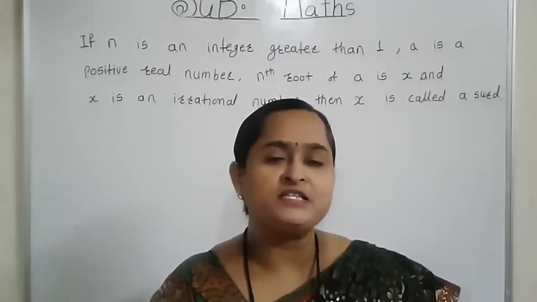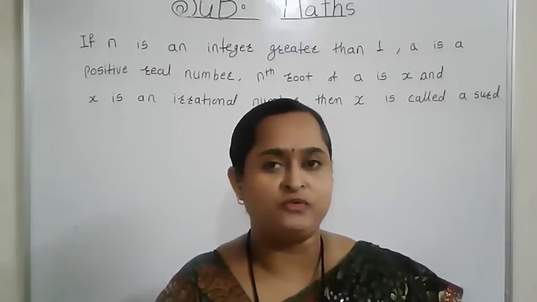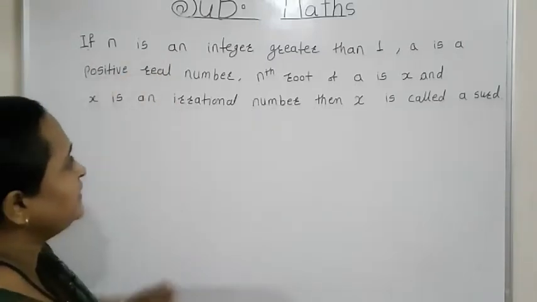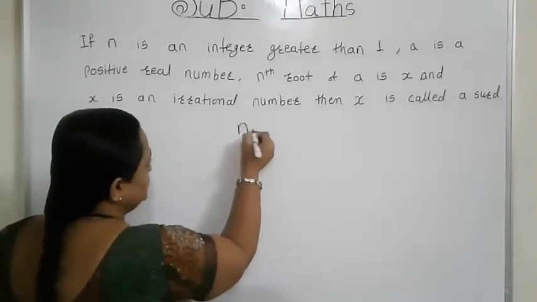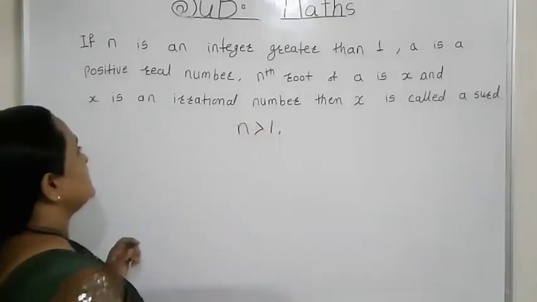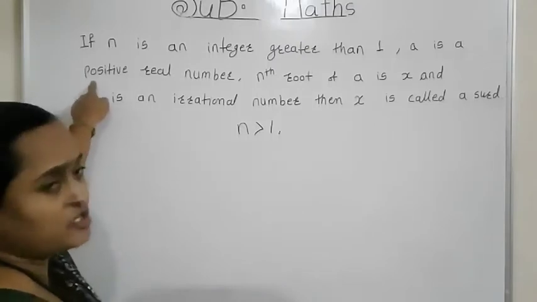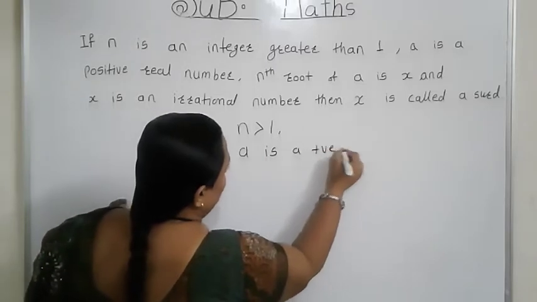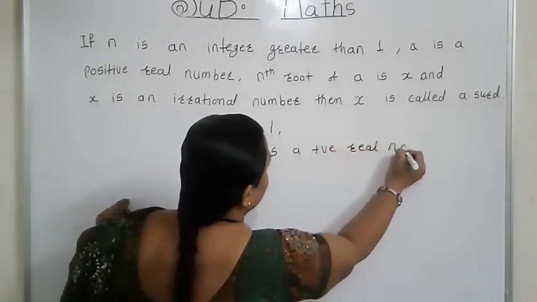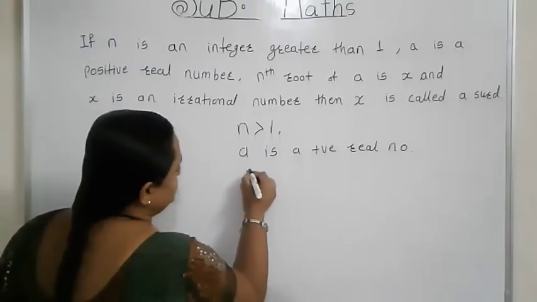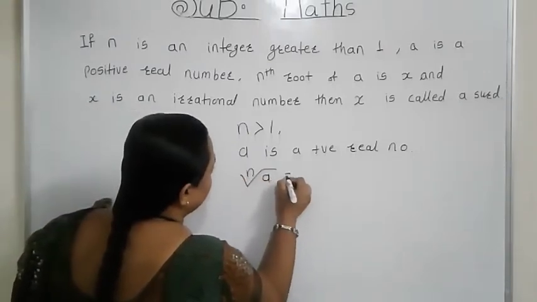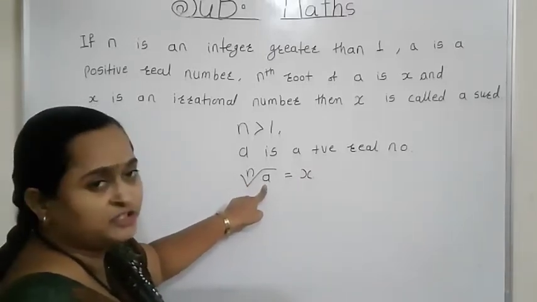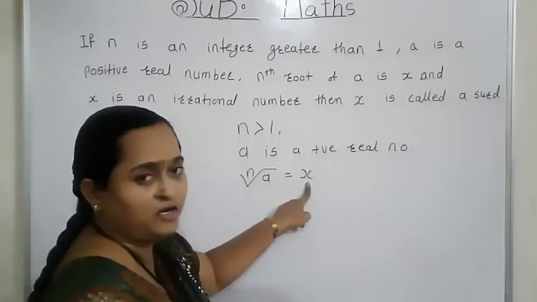Now before starting this practice set we will see the definition of a surd. Suppose it is given that n is an integer greater than 1. The second condition is that a is a positive real number. Next, the nth root of a is x. Then if this nth root of a is an irrational number, then x is called a surd.